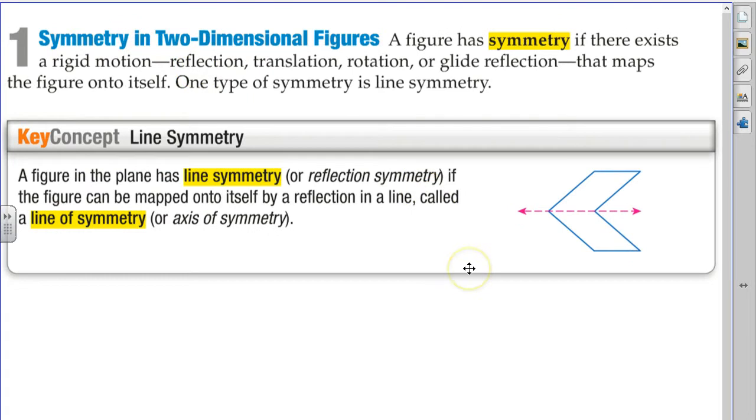Next, the first definition: symmetry in two-dimensional figures. A figure has symmetry if there exists a rigid motion, a reflection, a translation, a rotation, or glide reflection, that maps the figure back onto itself.